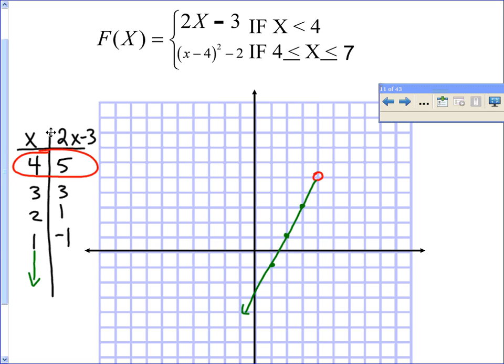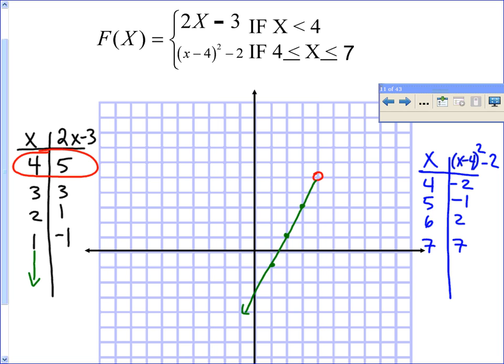So we have that part of the graph, and now let's come over and find the second part of the graph. This time we're dealing with x between 4 and 7, including both of those. So let's go all the way up, 4, 5, 6, and 7. The y value, or the output value, is going to be x minus 4 quantity squared minus 2. If we input a 4, I'm going to get negative 2. If we input a 5, we get negative 1. If we input a 6, we get 2. Input a 7, we get 7. And now let's graph that.